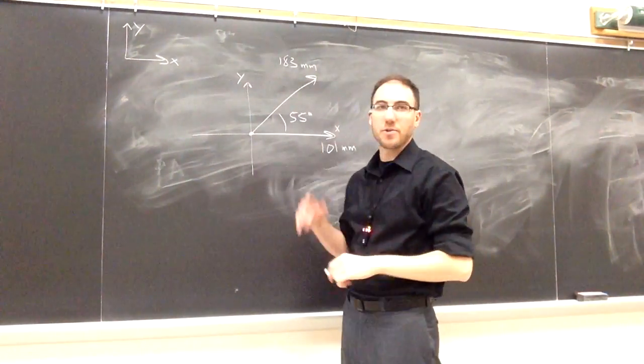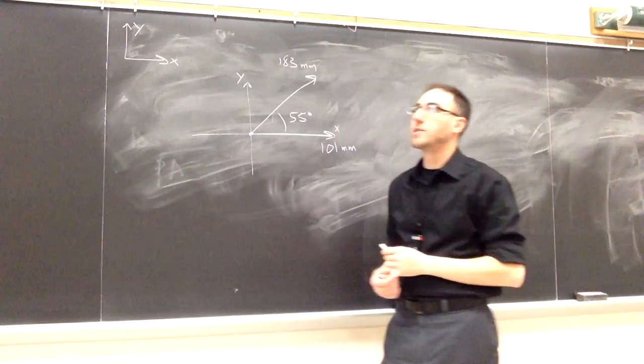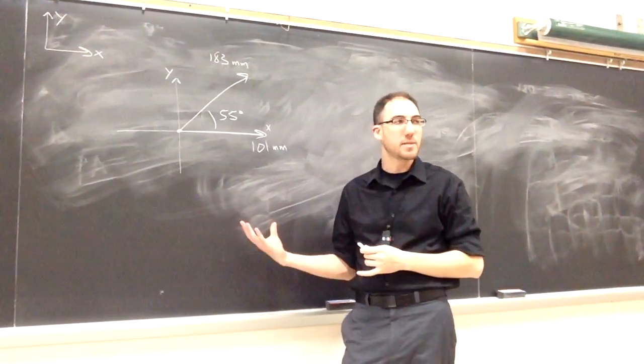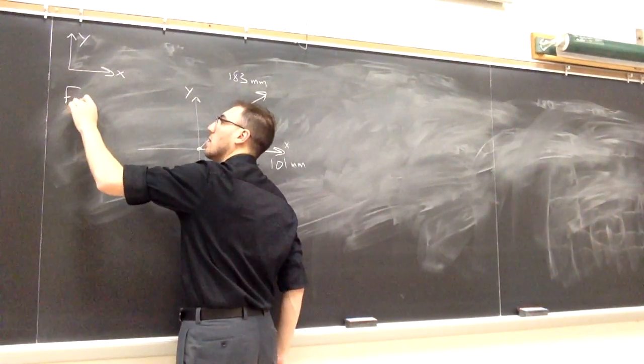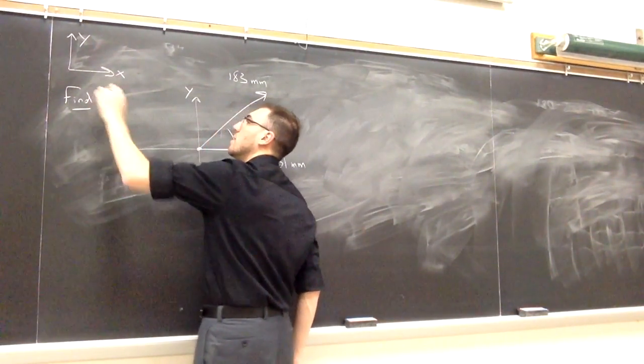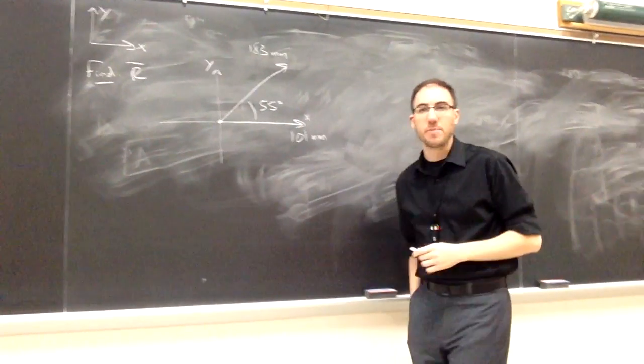So I have these two vectors, or these two sets of instructions. I want to find the resultant. I want to add them together and find the resultant that I'm going to call R. So find R, and the resultant is going to be a vector.